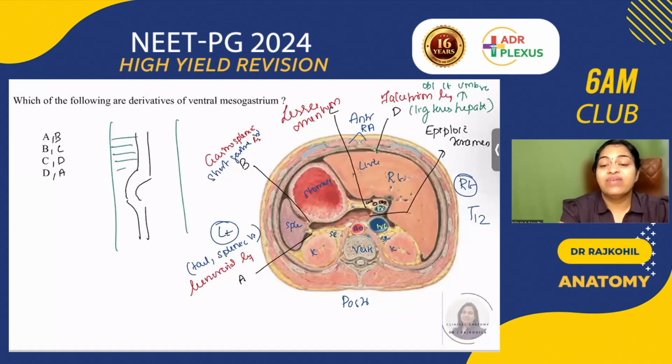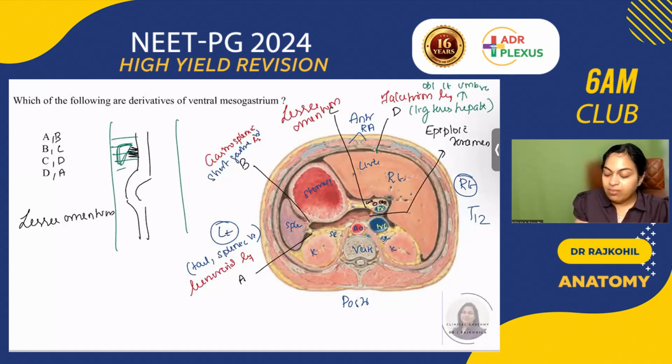What develops in the ventral mesentery? What divides the ventral mesentery? The liver. Because of the development of the liver only, the part that extends between the liver and the foregut is going to form the lesser omentum. Between the liver and the anterior abdominal wall, we get the falciform ligament.